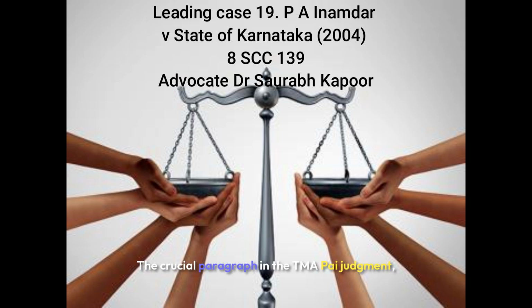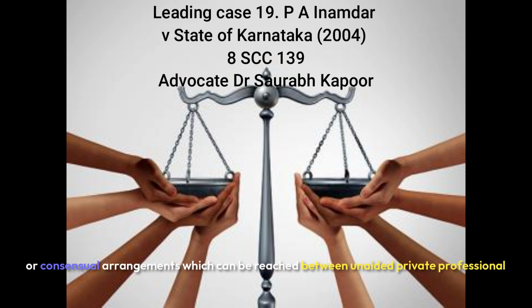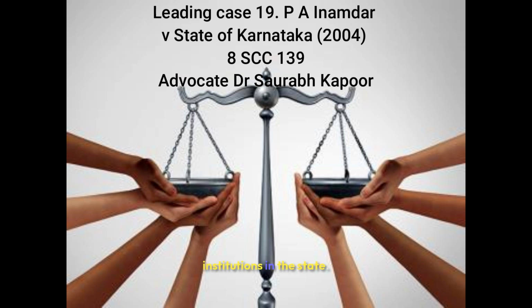The crucial paragraph in the TMA Pai judgment, interpreted differently in the Islamic Academy case and the P A Inamdar case, is paragraph 68. The bench in the P A Inamdar case interpreted this paragraph to mean that managements may adopt a policy in line with the reservation policy of the state to cater to the educational needs of the weaker and poorer sections of society, but it has to be on the basis of voluntary or consensual arrangements which can be reached between unaided private professional institutions in the state.